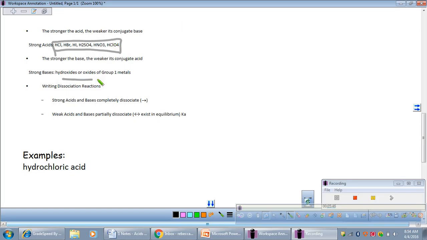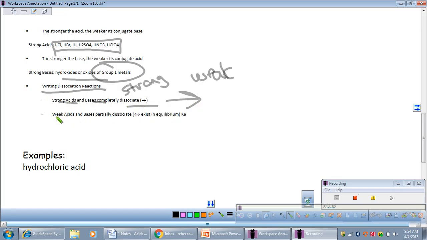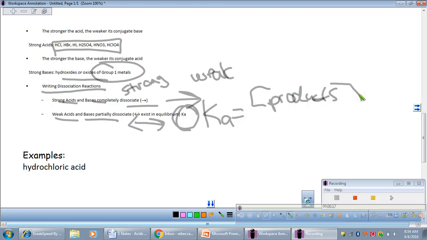And then the strong bases are mostly hydroxides or oxides with group 1 metals. When we write the reactions, you need to make sure that you know if you're dealing with a strong or weak acid or base. It also depends on how we're going to do our calculations later for pH and pOH. But strong acids and bases completely dissociate, so one arrow, one direction. Weak acids and weak bases partially dissociate. We have equilibrium. Hey, we're going to be writing equilibrium expressions. Ka is going to be the same thing, concentration of products over reactants. We're going to continue with our equilibrium with our weak acids and bases.